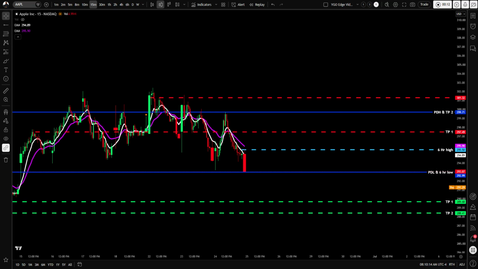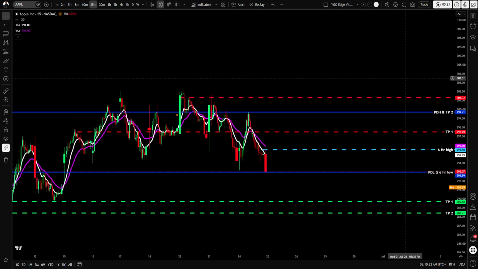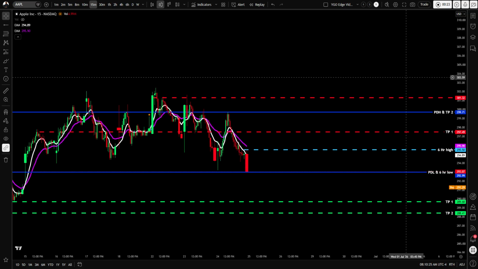Let me start off by saying this is not financial advice. I'm just sharing what I see on the chart, the key levels I'm watching, and what will confirm the next move. Always do your own due diligence and your own research, because you can lose money. Trading is always a risk, but hopefully this can help in your research.